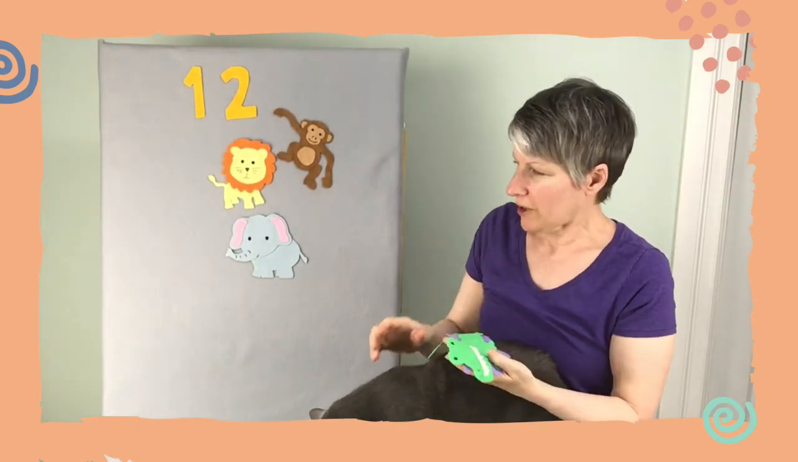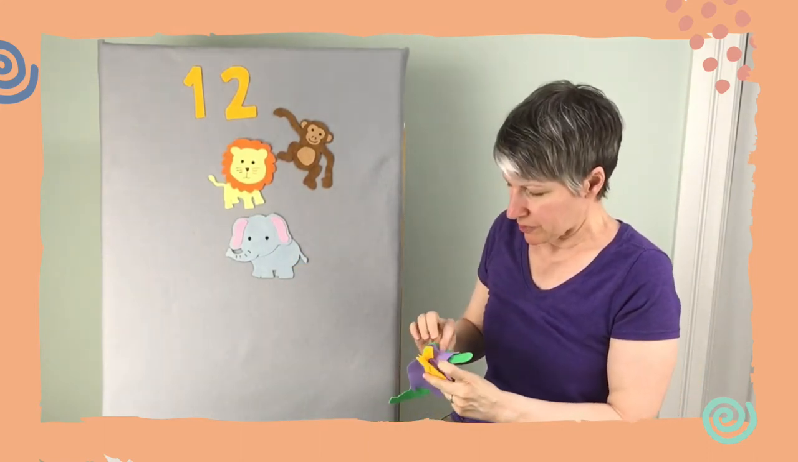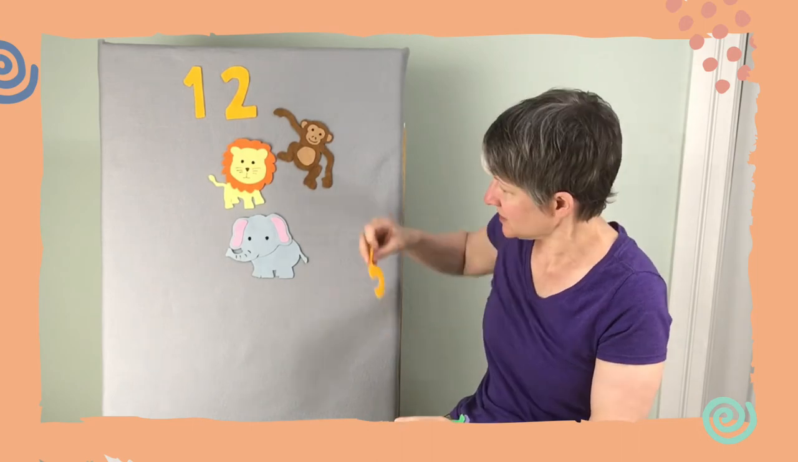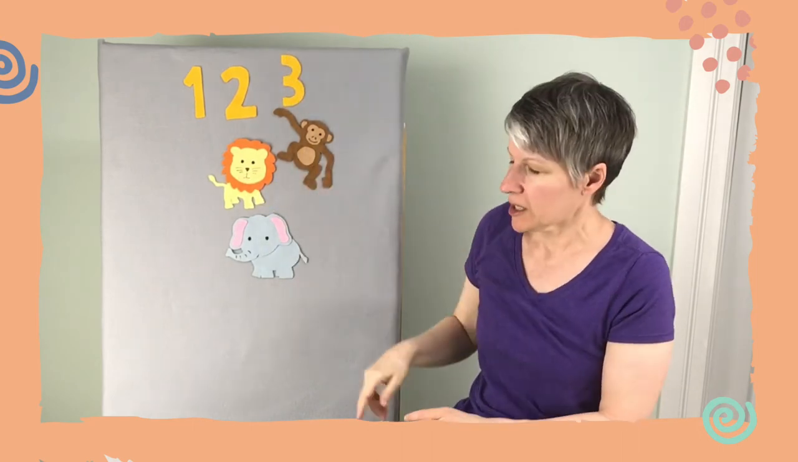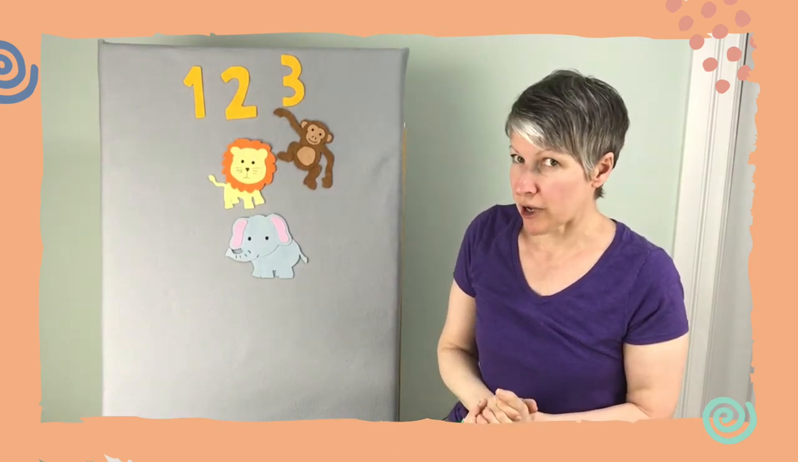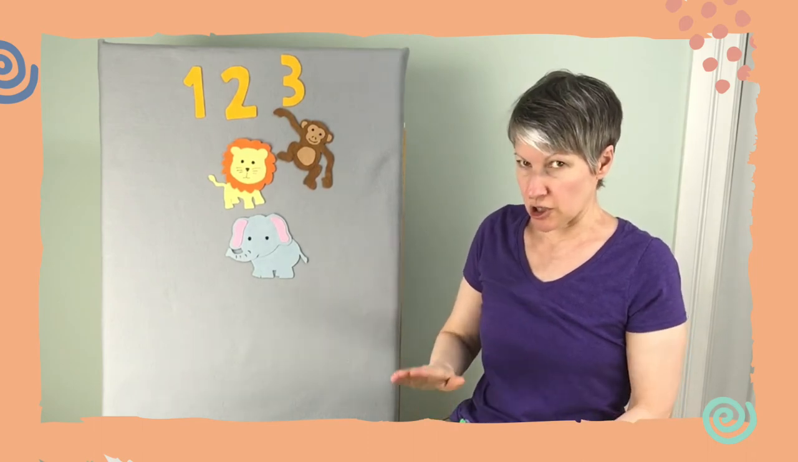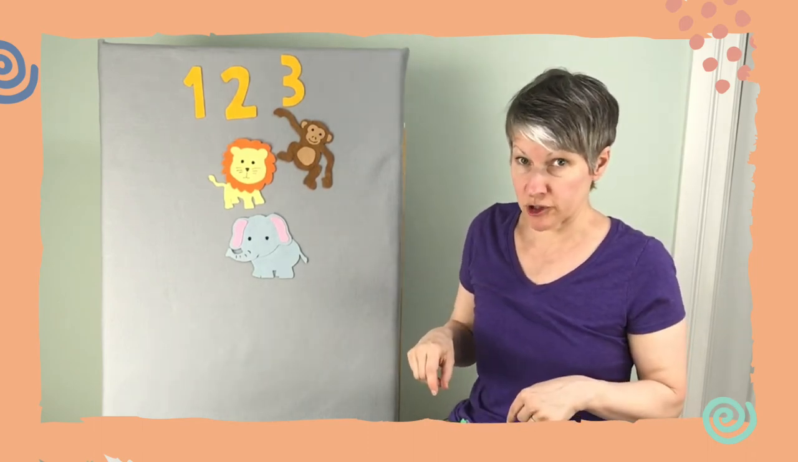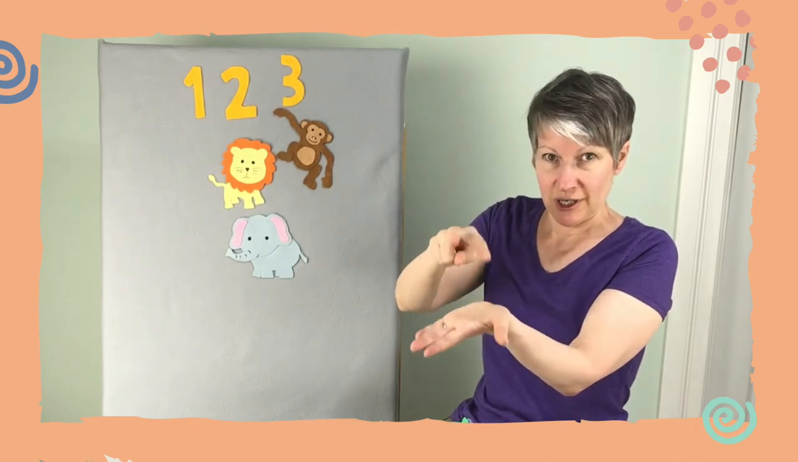Okay. All right. We've got our elephant. Oh, and I forgot to bring my number again. That's the number three because we have one, two, three. Now let's make that big gray elephant go stomping in the savanna. So you might stomp like this. You might stomp your real feet. You might stomp some elephant feet on your savanna hand.